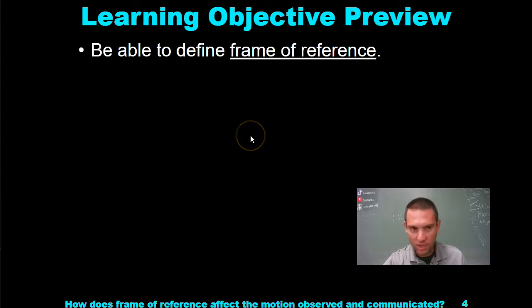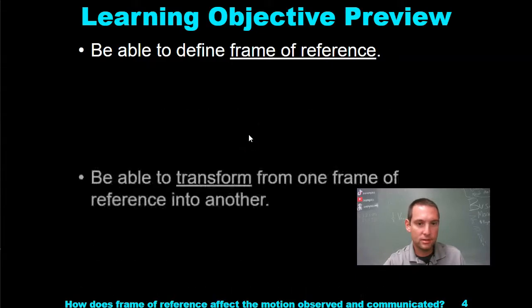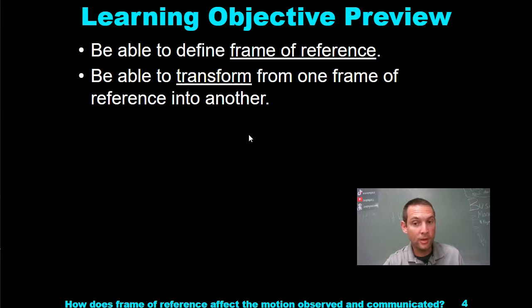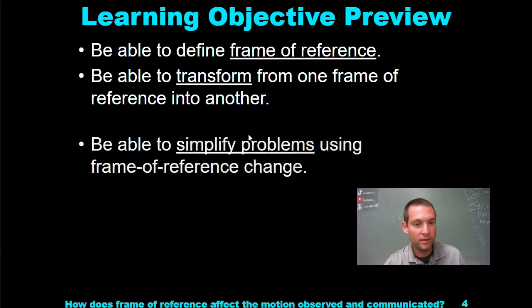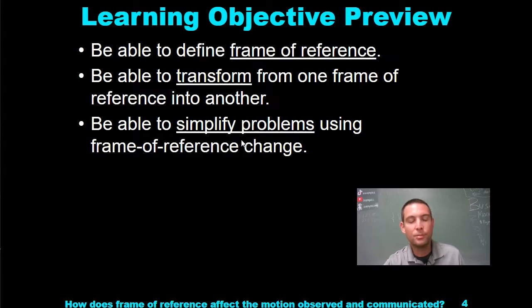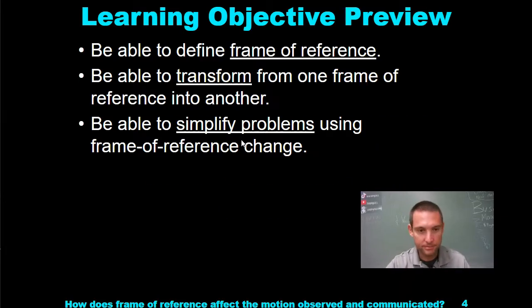Our learning objectives: we will be able to define frame of reference. We'll be able to transform from one frame of reference into another. And we'll be able to simplify problems by changing the frame of reference. It's a lot simpler than it sounds, and it's kind of fun.